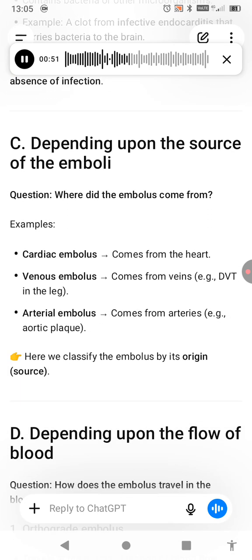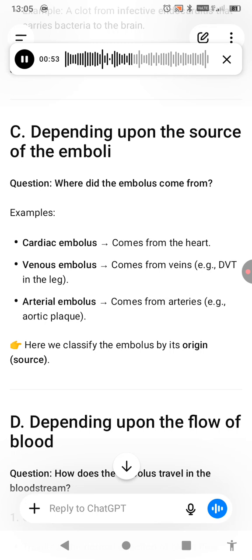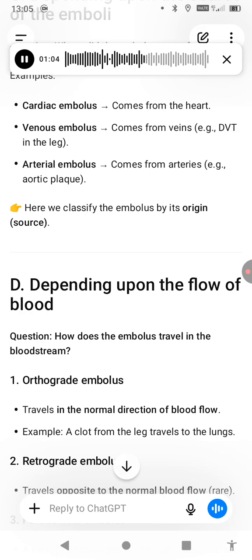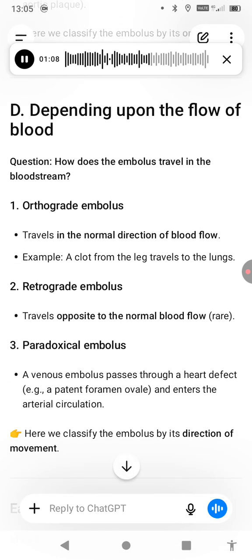C. Depending upon the source of the emboli. Question: where did the embolus come from? Examples: cardiac embolus comes from the heart. Venous embolus comes from veins, e.g. DVT in the leg. Arterial embolus comes from arteries, e.g. aortic plaque. Here we classify the embolus by its origin, source.